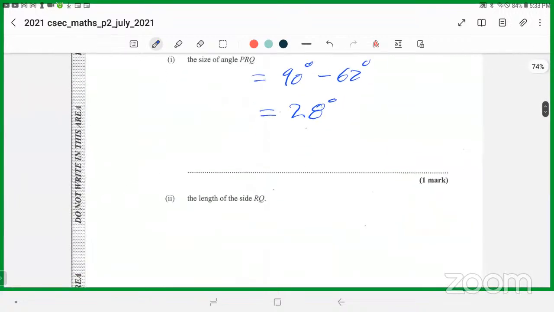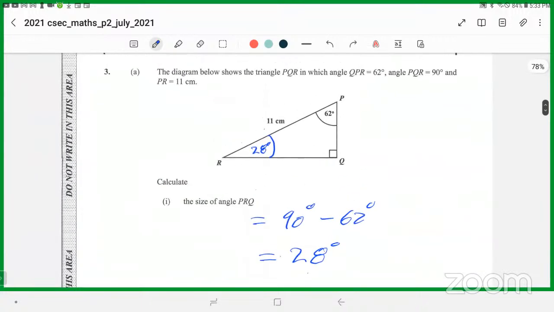Next question. The length of RQ, which is now this side. So we can calculate the length of RQ using SOH CAH TOA. We have to use one that has the hypotenuse in it. So it's either cos or sine we're going to be using. It all depends on which angle you're going to use. If you're using 62 degrees as the reference angle, then this side over here is the opposite. If you're using 28 degrees, then this is the adjacent. You can use either one. So I'm going to do it both ways just for you today.